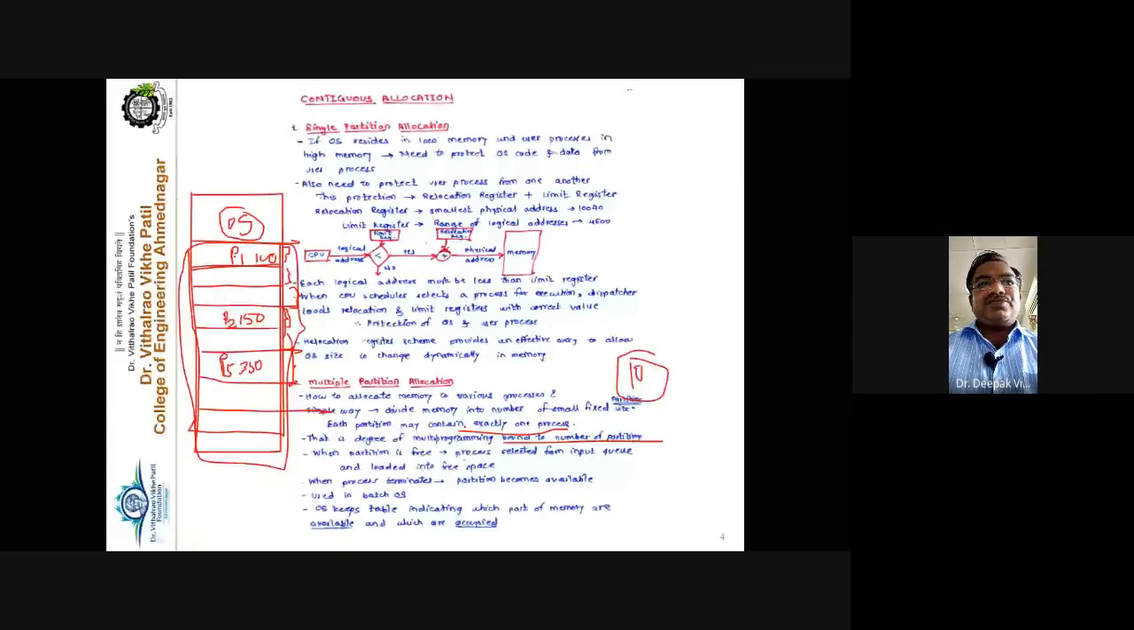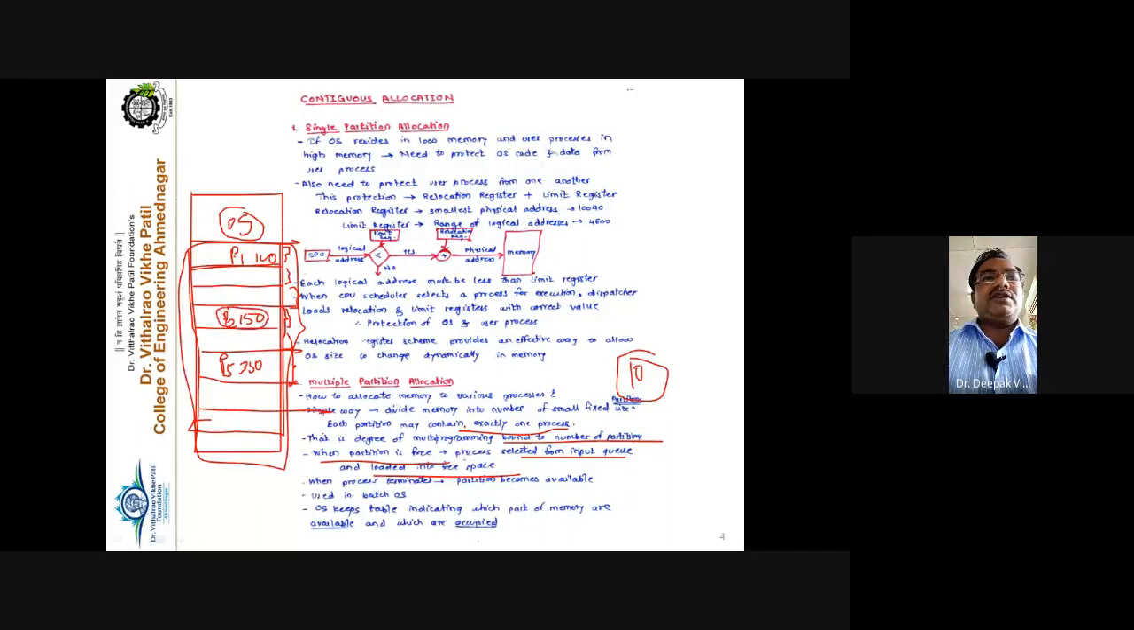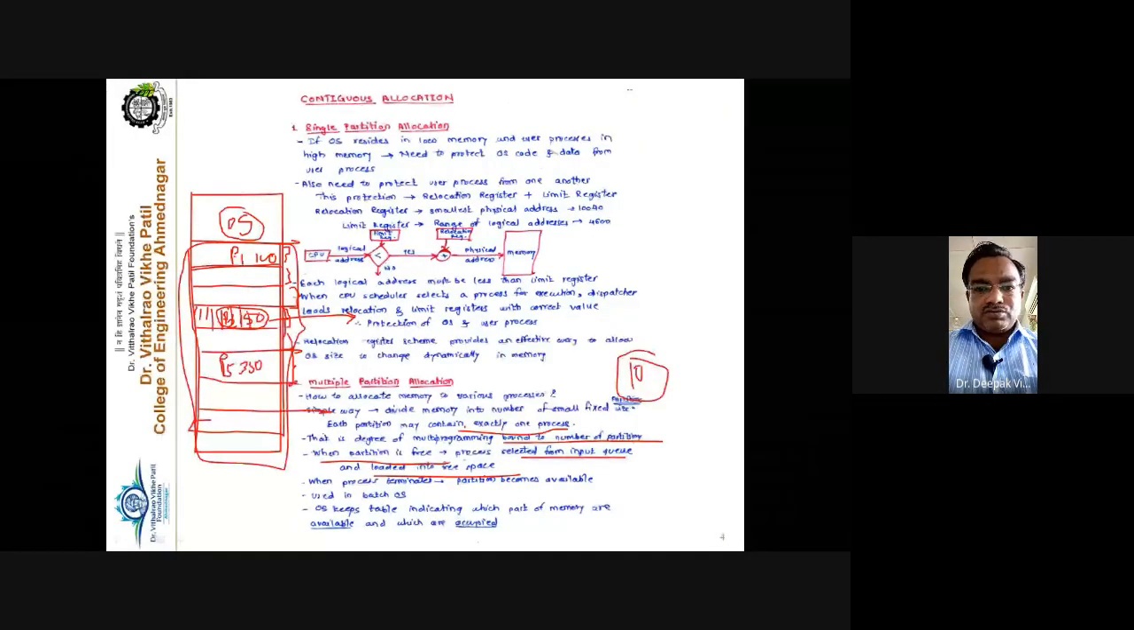When a partition becomes free, a process is selected from the input queue and loaded inside the free space. Say for example, process P2 completely executes. After complete execution, it is removed from the main memory, and this 150 MB memory block is now free. This free memory space is now available to a new process, so a newly arrived process may be placed inside this memory block.